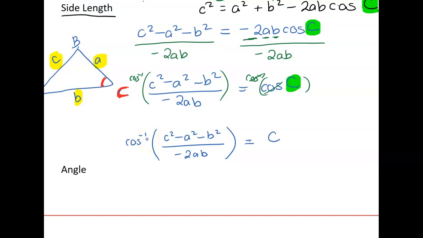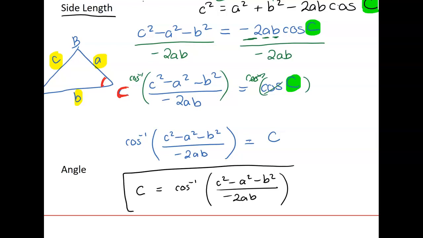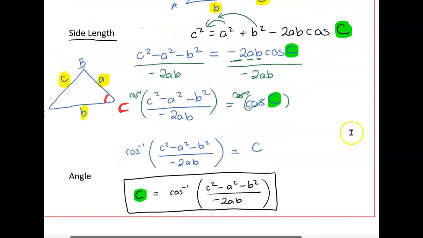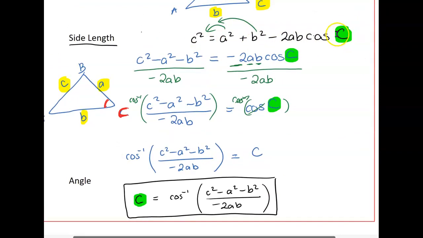If you want to see it rewritten the other way, most of the time you'd see the formula written as the angle c equals cos inverse of c squared minus a squared minus b squared all over negative 2ab. So this is the formula for cosine law when you're solving for the angle of C. It looks more complicated than the other formula that we know. You're more than welcome to just use the side length version of it and then isolate for C after you've plugged in all the values. But let's use an example so you can see how it's actually applied.